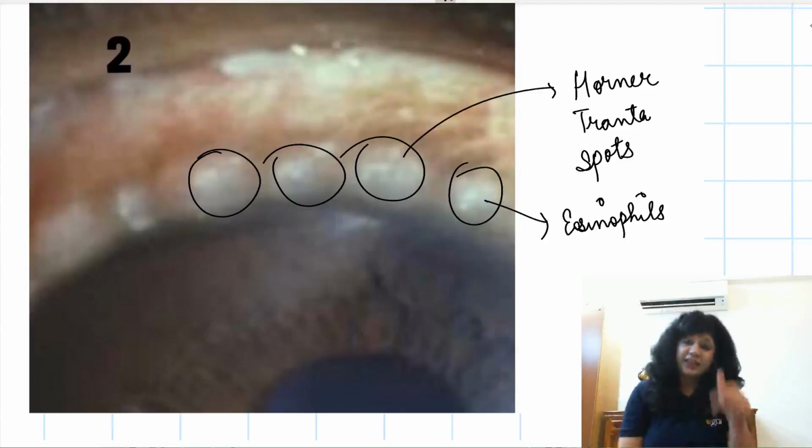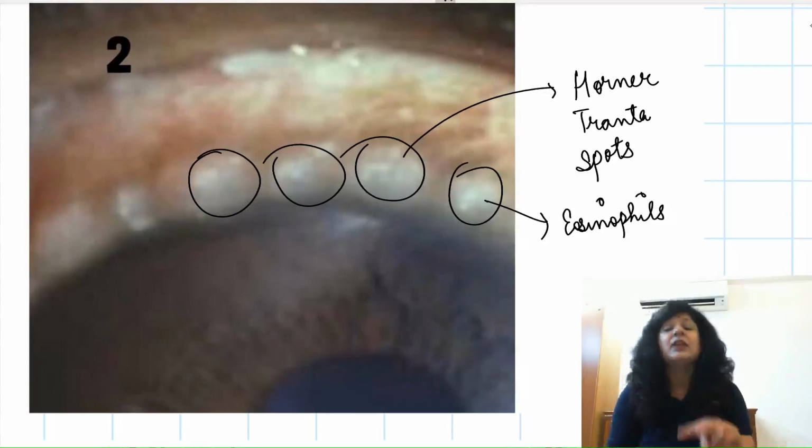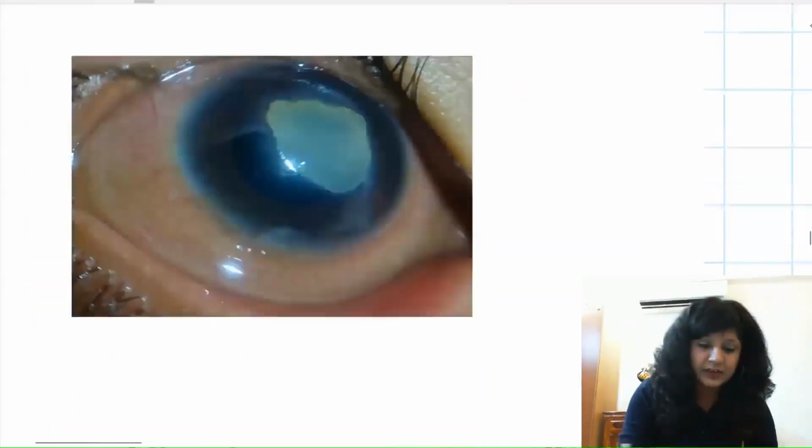They are grayish white in color. They are outside the limbus, and they are collections of eosinophils. They were found in trachoma, while these are found in VKC. So you should be very, very clear about it.